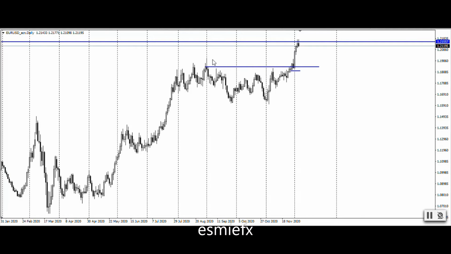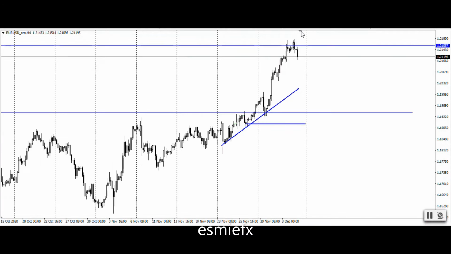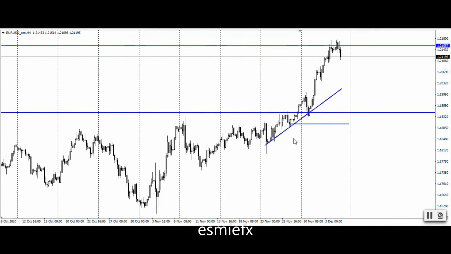This resistance now has become a support because price went over this candle, closed above, and then the next candle moved up. So this was the nice move up. So this was the trend line. So now I have to redraw my trend line.